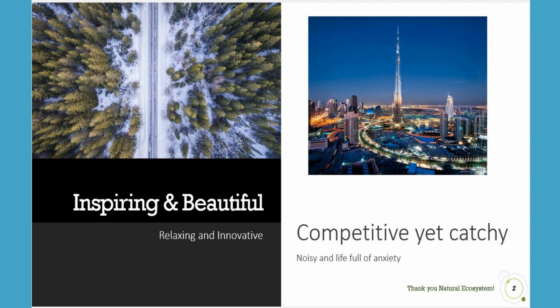So you can imagine the difference between both of them. One is a very calm environment, the other is a noisy one. The other one is full of anxiety, while in the first you are in a very calm mode, and you do not need to be in any kind of stress. So that's the difference it makes, being in a natural ecosystem rather than an artificial ecosystem.